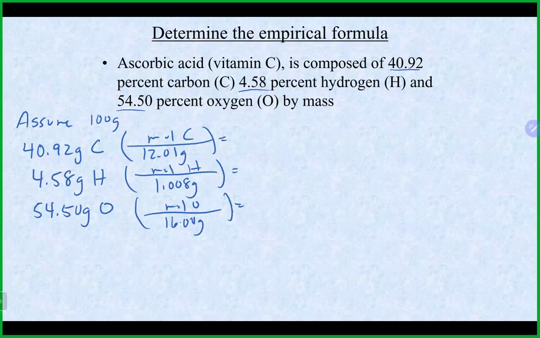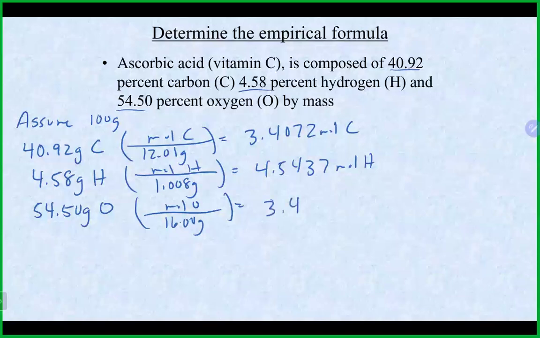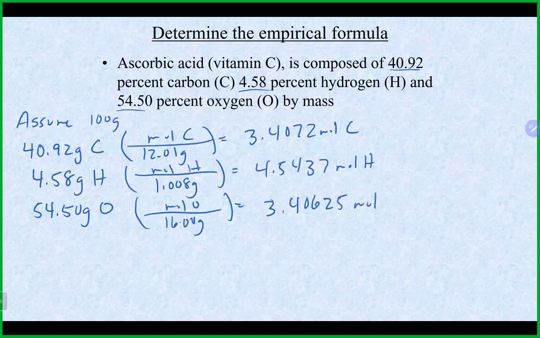And we'll get 40.92 divided by 12.01, going to give us 3.4072 moles of carbon. 4.58 divided by 1.008 gives us 4.5437 moles of hydrogen. And 54.5 divided by 16 gives us 3.4065. We'll go with that, moles of oxygen.